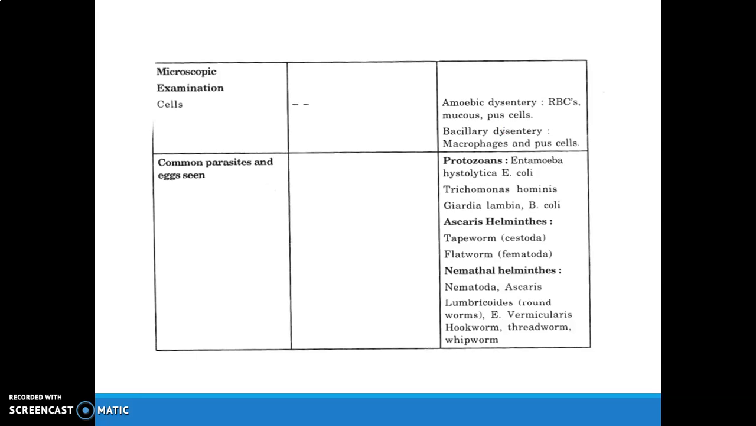In case of amoebic dysentery, RBCs, mucus and pus cells are present. In bacillary dysentery, macrophages and pus cells are present. Common parasites observed are protozoans, Ascaris helminths and nematode helminths.